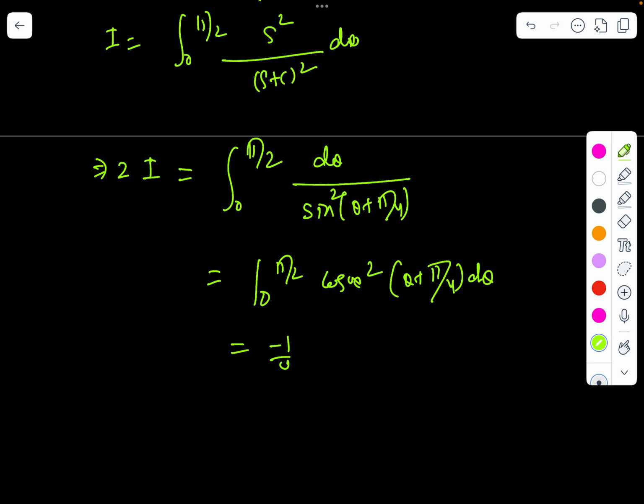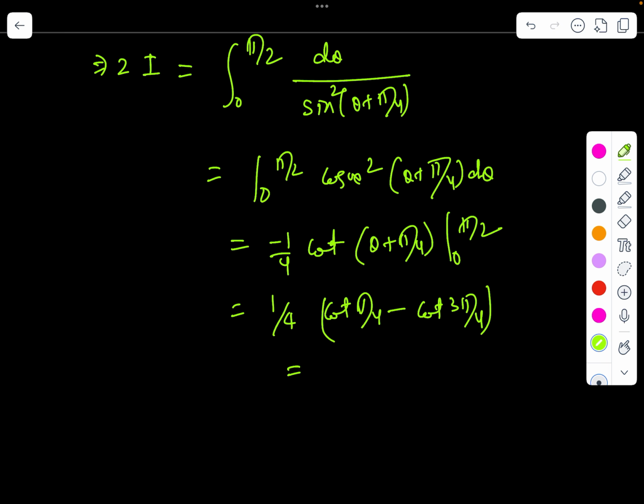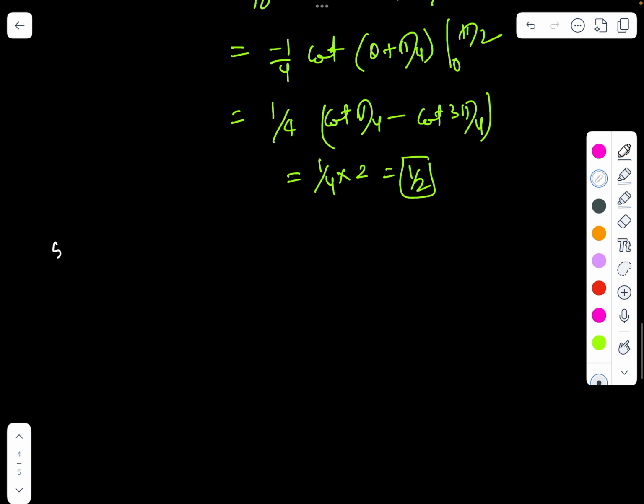Now its value comes to minus 1/4 cot (theta plus pi by 4) evaluated from 0 to pi by 2, which gives you 1/4 into (cot pi by 4 minus cot 3 pi by 4). And if you evaluate this, it is 1/4 into 2, which gives half as the answer. So although it was a simple question, I am trying to bring you a rhythm, and slowly lecture by lecture the level will increase, so that you can revise all the important ideas of the syllabus.